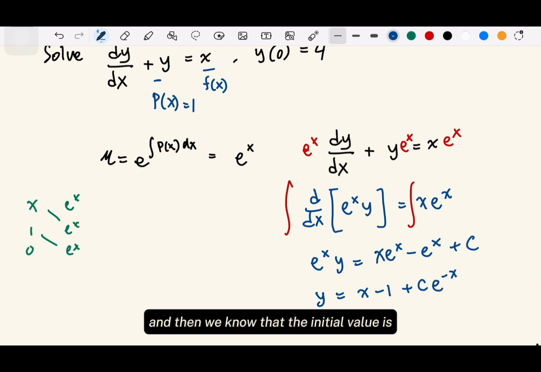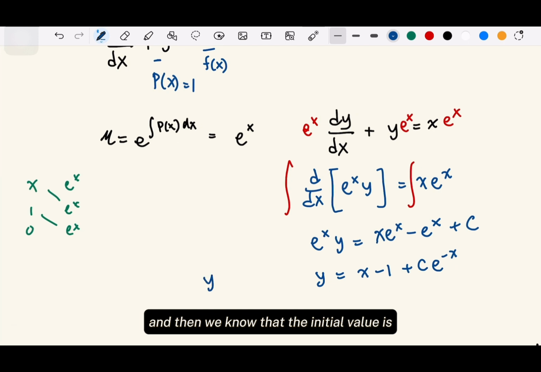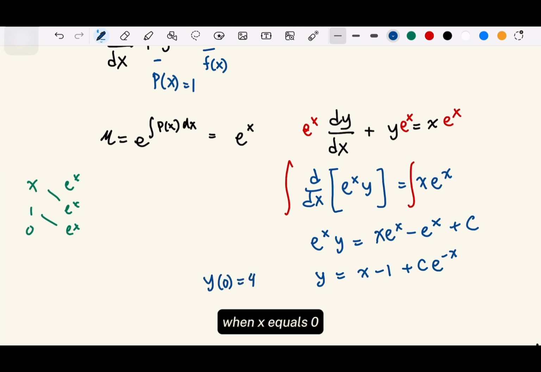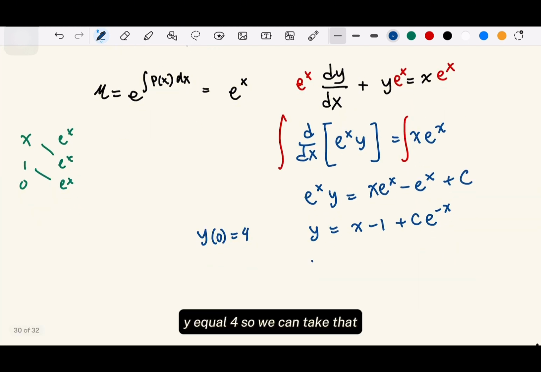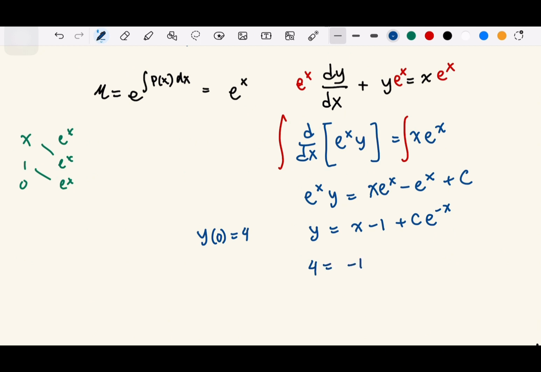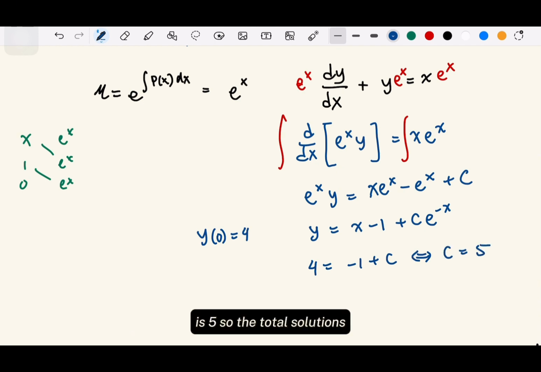And then we know that the initial value is when x equals 0, y equals 4. So we can take that. So c is 5. So the total solution is x minus 1 plus 5e to the negative x.